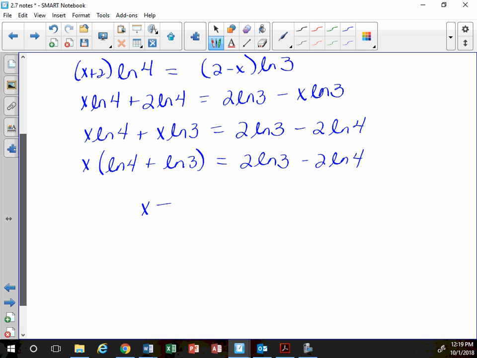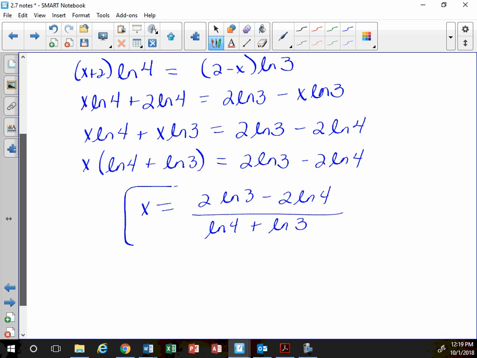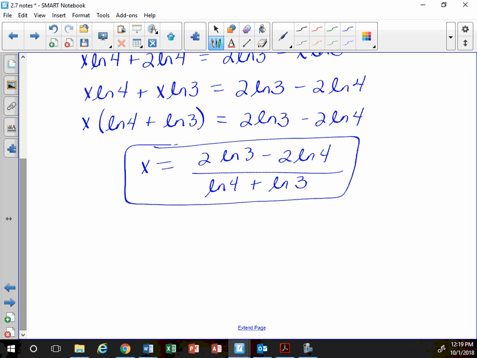So I'm left with 2 natural log of 3 minus 2 natural log of 4 over natural log of 4 plus natural log of 3. Okay, that is an absolutely acceptable answer. There are other ways I could write this, okay?